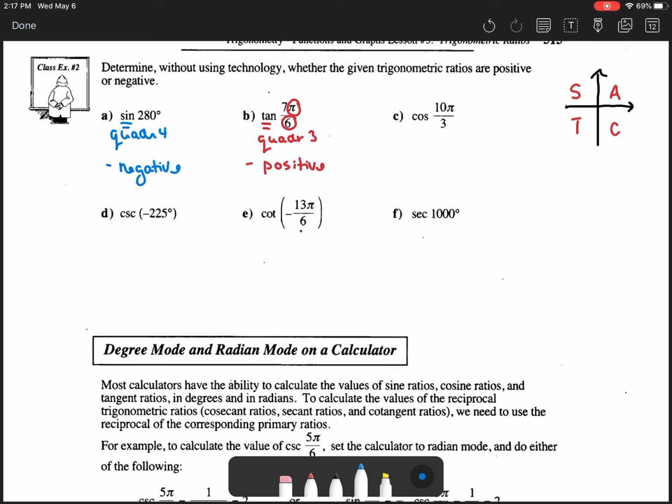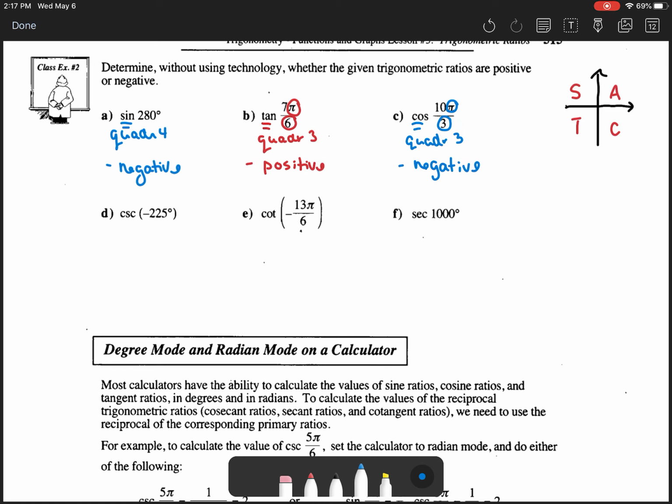Okay, next one, cosine of 10 pi over 3. So again, if you're unsure of where 10 pi over 3 is in radians, kind of switch your brain to degrees. Pi is 180 divided by 3. So 180 divided by 3 is what? 180 divided by 3 is 60 times 10. That's 600 degrees. Okay, so you take away the 360, and then you're going to actually end up in quadrant 3 here. So again, I'm in quadrant 3 and I'm dealing with cosine. Well, that's going to give me a negative value.